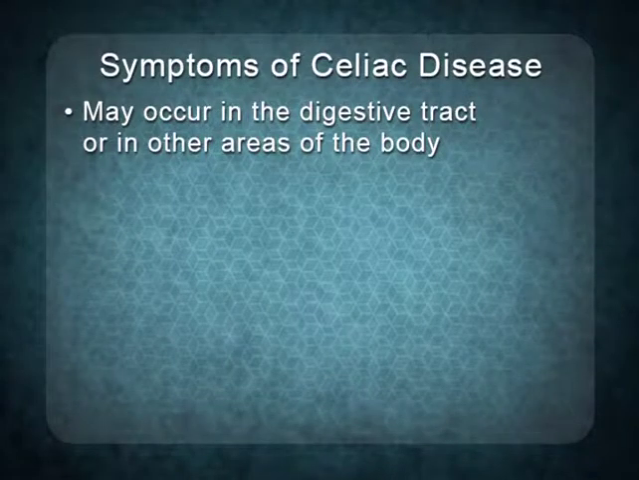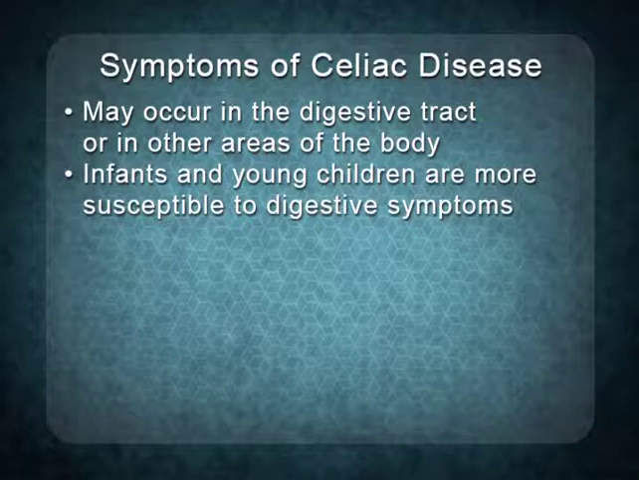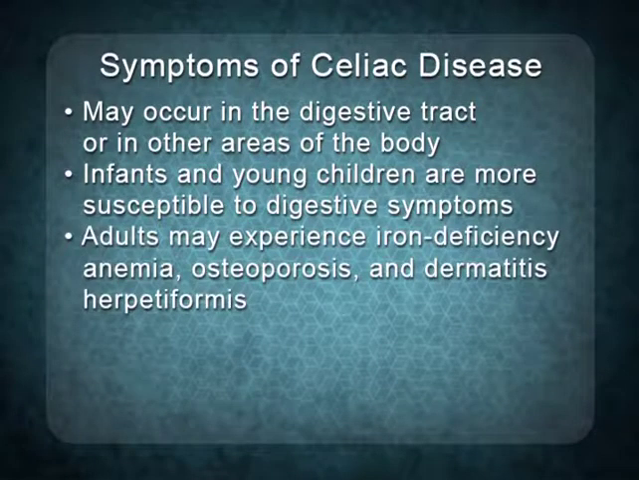Symptoms may occur in the digestive tract or in other areas of the body. Infants and young children are more susceptible to the digestive symptoms. Adults may experience iron deficiency anemia, osteoporosis, and an actual skin condition called dermatitis herpetiformis.